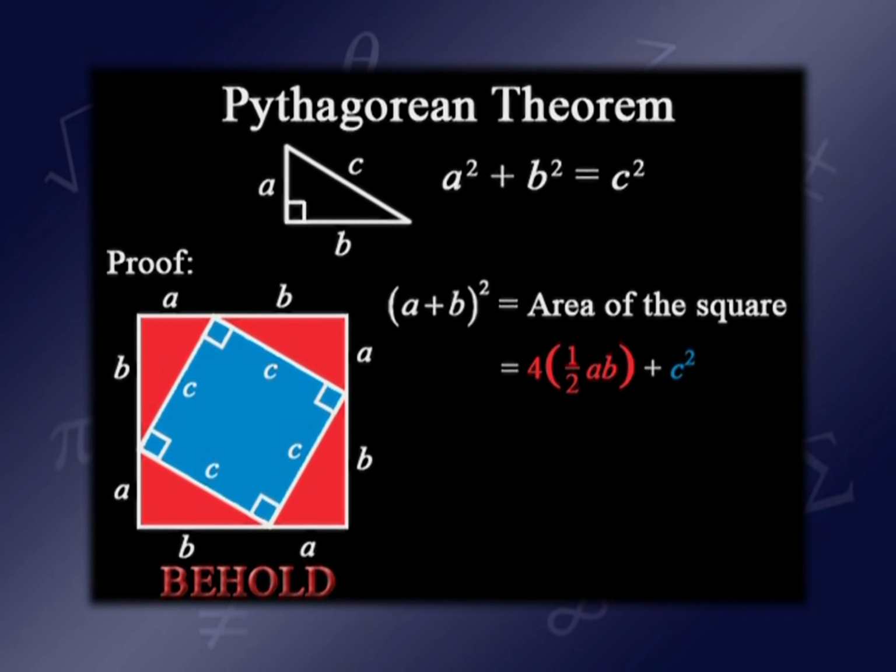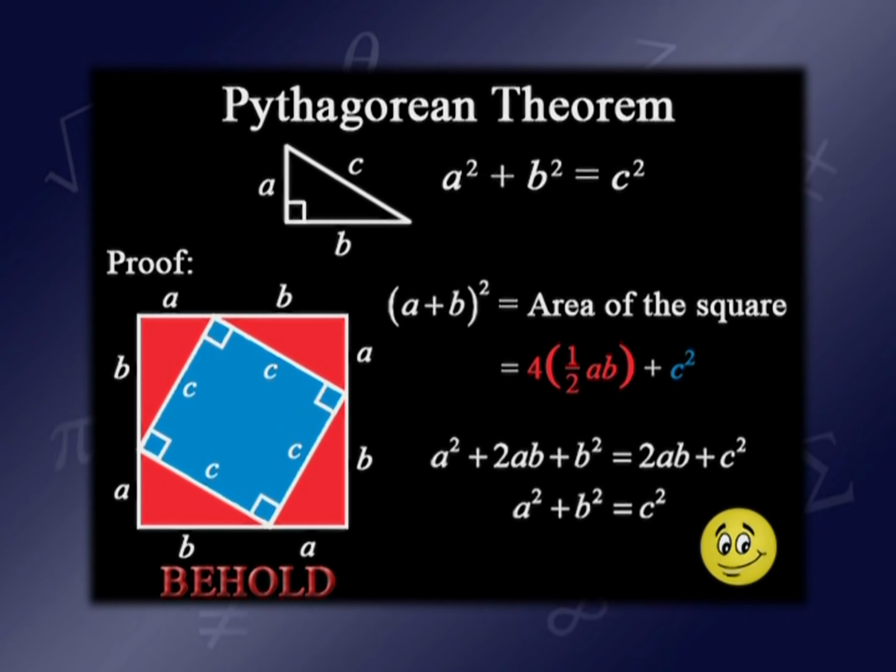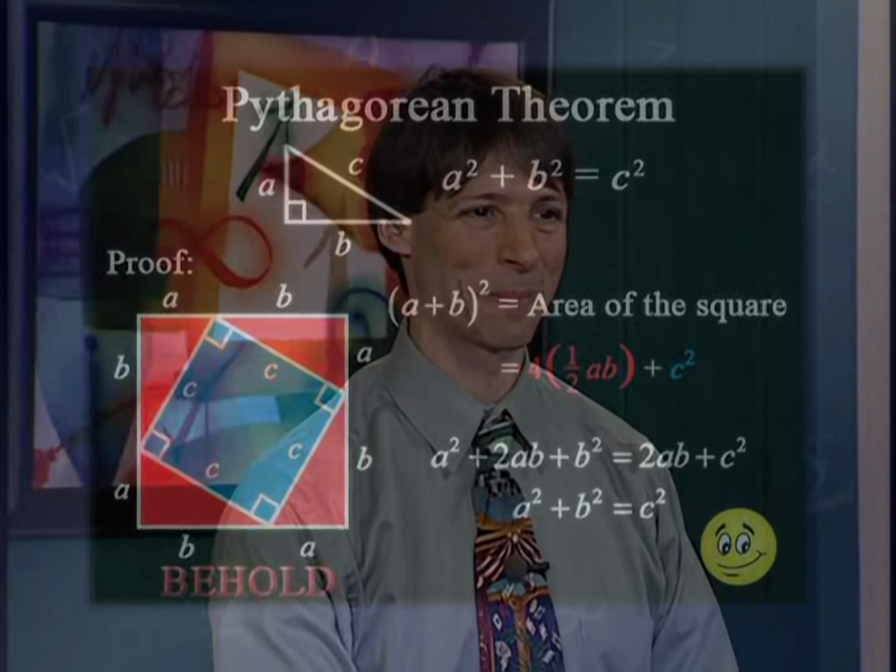C squared. So when we compare these two quantities, on the one hand, the area of the square is A plus B squared. On the other hand, the area of the square is 2AB plus C squared. So when we set those two quantities equal to each other, we see A squared plus 2AB plus B squared equals 2AB plus C squared. The 2AB's cancel, and we're left with A squared plus B squared equals C squared. Behold. I give that a smiley face also.